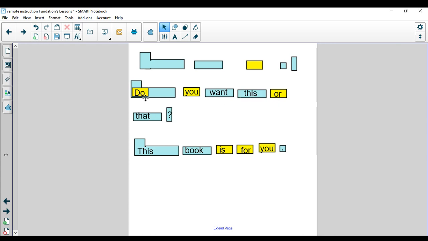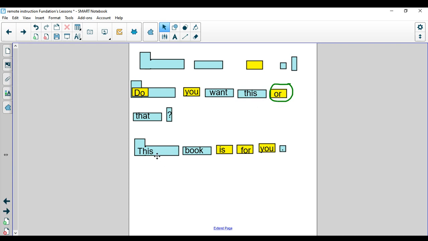Let's echo read it together. Read it with me. Do you want this or that? And there's a question mark. We're asking a question. Today we're going to focus on the kindergarten word or. O-R spells or. Go ahead and say those letters. O-R, or. Do you want this or that? I bet you can use or in a sentence. See if you can do that. Good. The word was or.